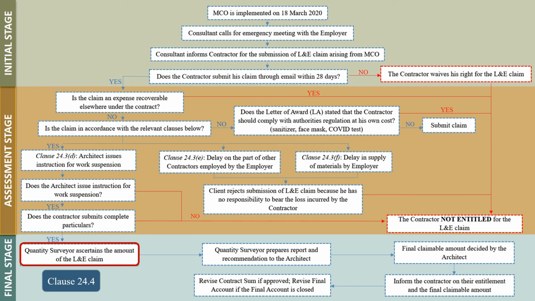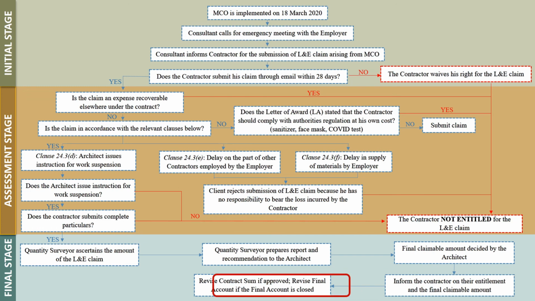According to clause 24.4, the consultant QS will start to assess the amount of L&E claims when all documents are successfully verified. Based on the assessment, the consultant QS will prepare evaluation reports and recommendations to the architect. Then the architect will review all these documents and decide on the final claimable amount. Then the QS will issue the written notice of entitlement to the eligible contractor on the final claimable amount.